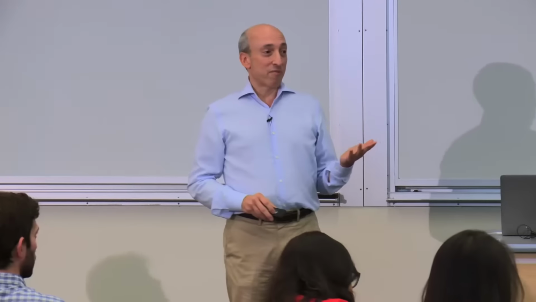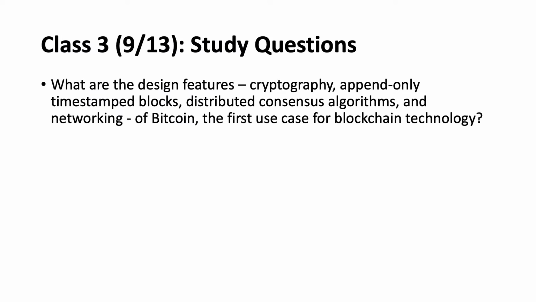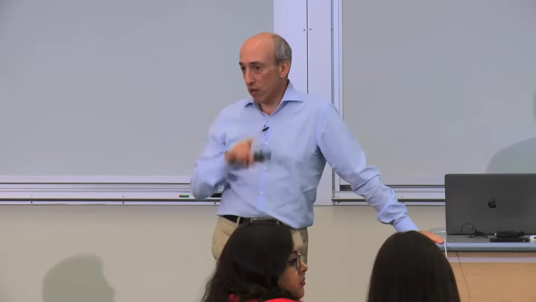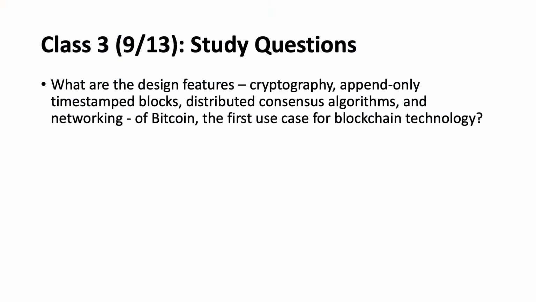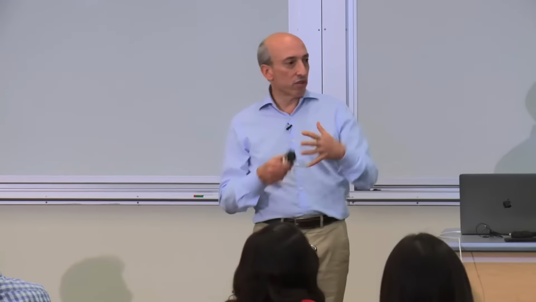So as I'm always going to be doing, consistency, what are the study questions? So really, what are the key design features of this new technology, blockchain? I put a few on the syllabus, and we're going to go through all this today and next week. Cryptography, append-only, timestamps, blocks, distributed consensus algorithms, and networking. I list four. Later in this lecture, you'll see 8 or 10, I guess it's 10, that we're really going to dig into.